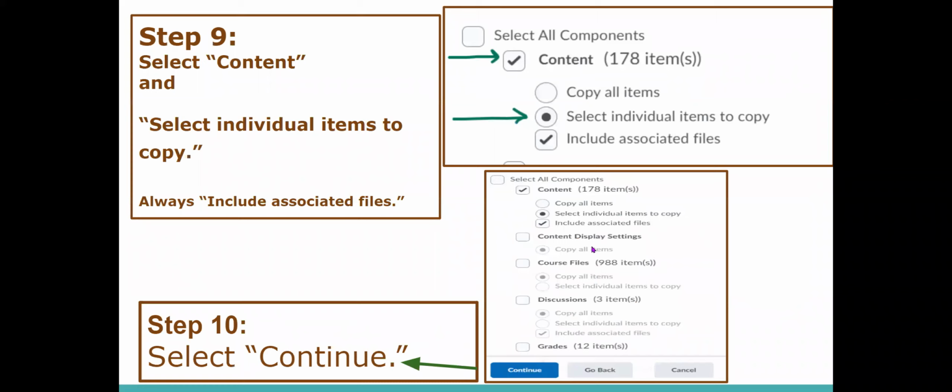Now I'm going to have to scroll all the way down to content. So I will scroll down and then I will select content. I don't need 178, I only need some. So I've got to select content plus individual items to copy. Keep include associated files because sometimes what happens, especially if somebody else created the components, they have associated files with those components. And so you don't want to lose that. And so I'm going to do that. And then I'm going to select continue at the bottom.